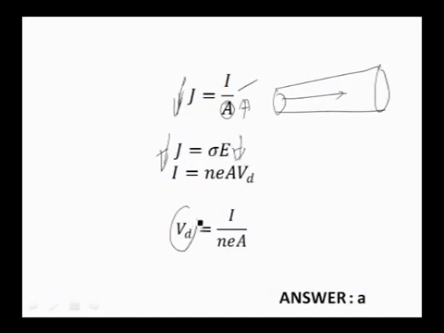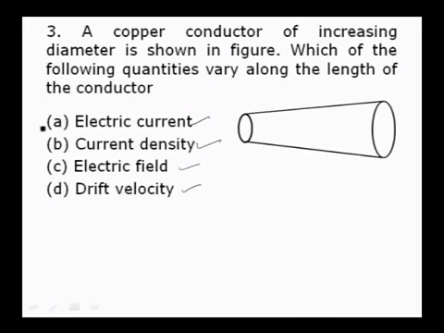Here this is Vd, the drift velocity. Drift velocity and area are inversely related. If area increases, this value decreases. So all three parameters, current density, electric field and drift velocity, vary, but the current in a conductor remains the same. Therefore, the correct answer for this question is A, that is electric current.